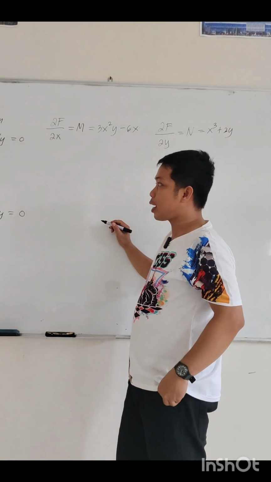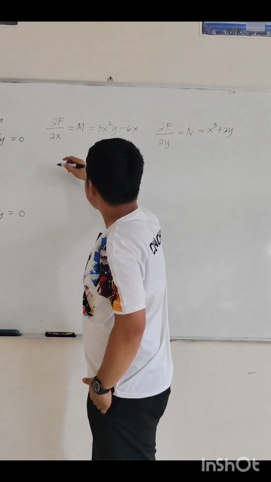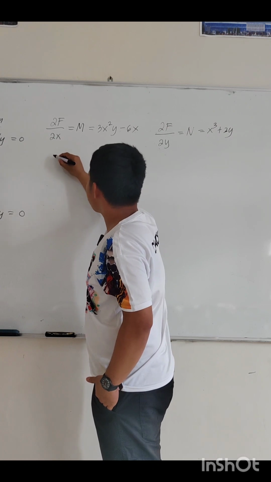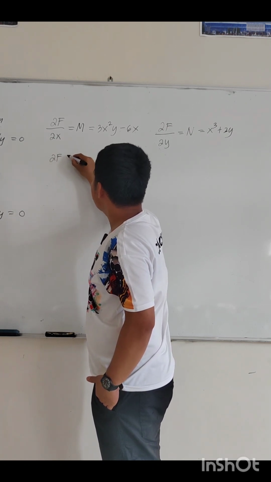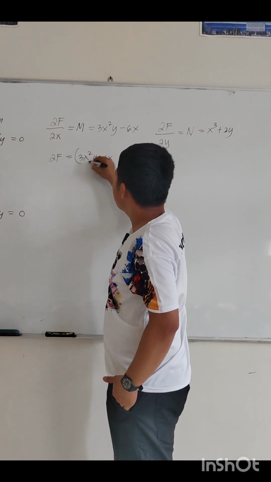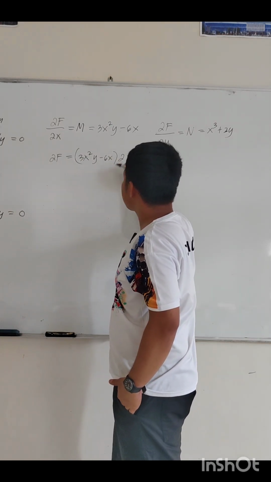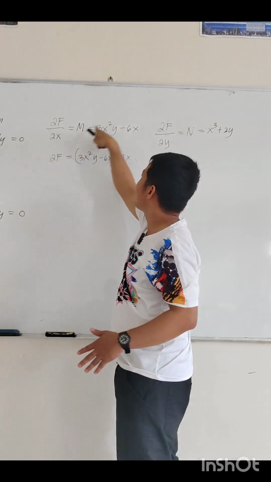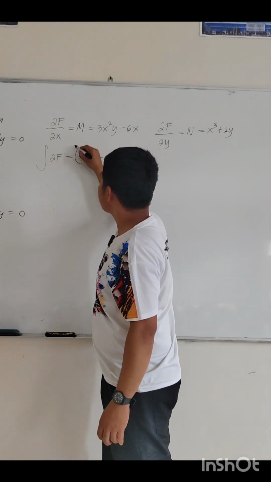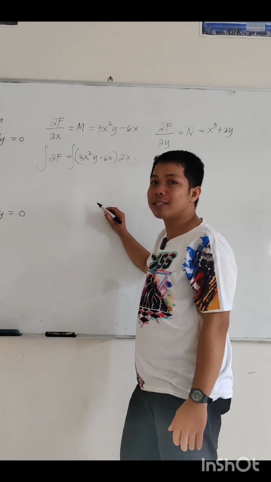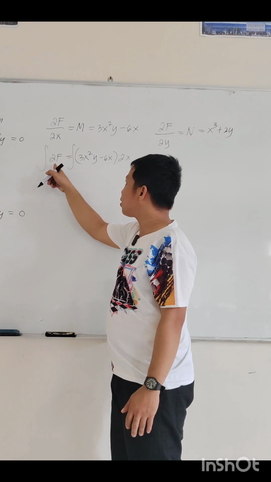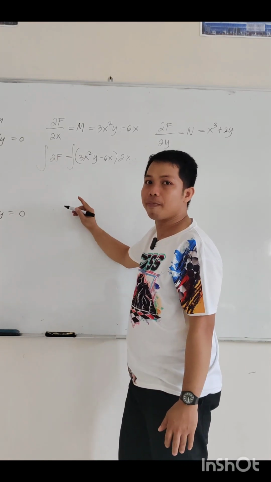Yan yung magiging solution ng differential equation na to. So let us solve the value of f or the function f. We have partial of f equal to 3x squared y minus 6x with respect to x. Cross multiply lang tayo. So now, integrating both sides of the equation, makukuha natin si f. Bakit? The integral of the derivative of f is equal to f.